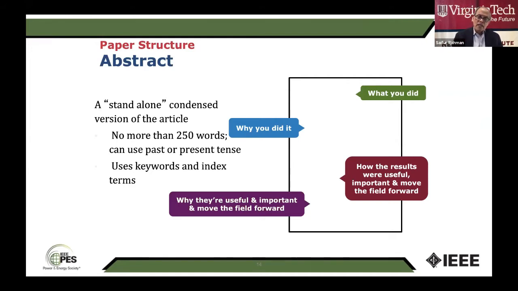Abstract is a standalone condensed version of the article. Condensed. That means you should say in 250 words what the paper is all about, what you did, how results were useful, why you did it, why the results are useful and important to other people. Example. You wrote a paper on electric power load forecasting, hourly load forecast for the next 24 hours. That's what you did. Why is it useful?